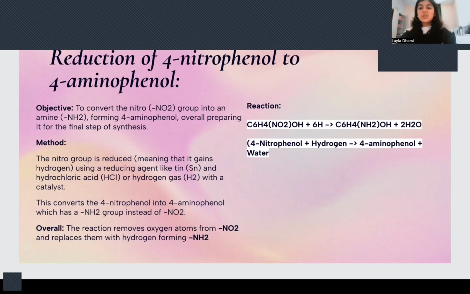This process turns the 4-nitrophenol into aminophenol, where the nitro group is replaced with an amine group. This reaction removes the oxygen atoms from the nitro group and replaces them with hydrogen atoms, forming an amine group.